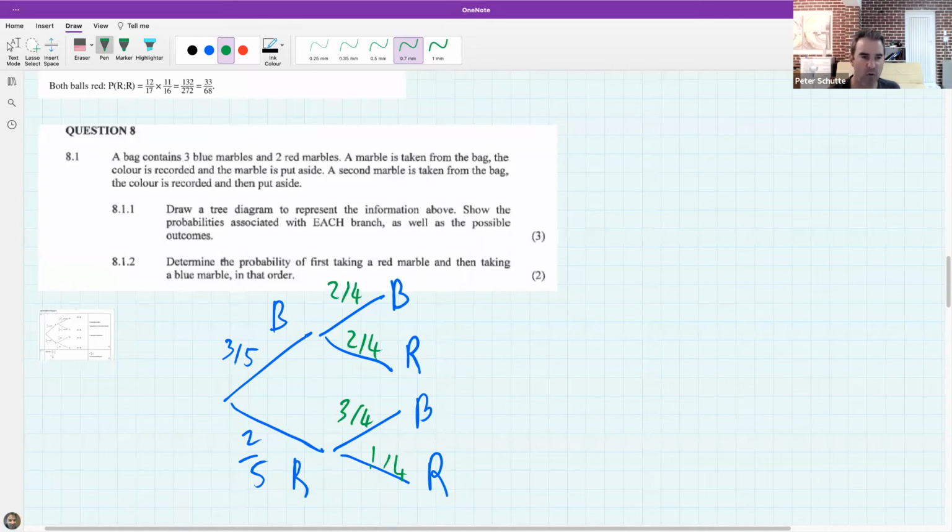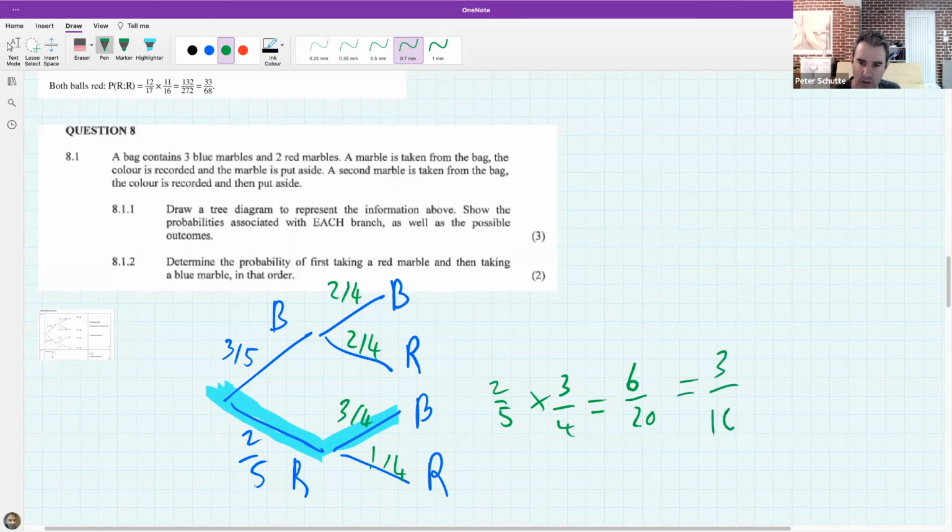Okay, so now I have to ask myself, what is the probability of first taking a red marble and then taking a blue marble? So that would be this pathway here. And so that would be 2 over 5 times 3 over 4, which is 6 over 20, which is the same as 3 over 10, or 30%. So there's a 30% chance. Okay. Any questions or comments about that?